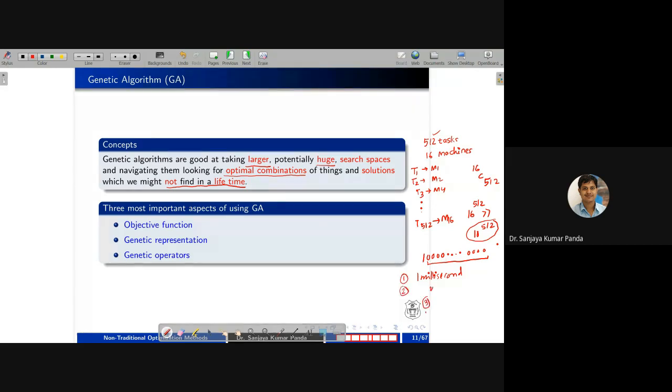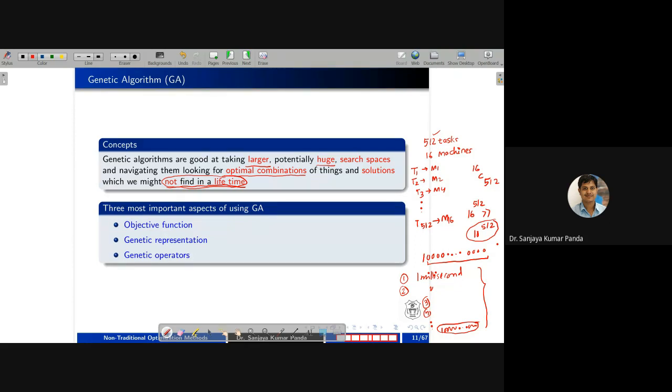Let's say third solution, fourth solution, up to 1 followed by 512 zeros of solutions. If you calculate how much time is required to go through this 10 to the power 512 number of solutions, you will not find the solution in your lifetime. In such cases where your search space is very large, you can apply the genetic algorithm.